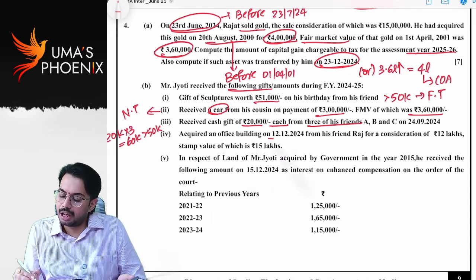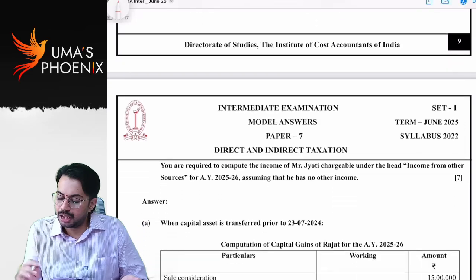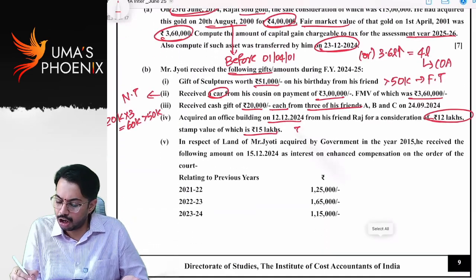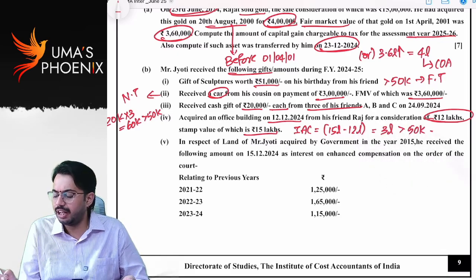Acquired office building on 12th December from his friend Raj for a consideration of 12 lakhs. Stamp duty value 15 lakhs. Stamp duty value minus actual consideration. How much is inadequate consideration? 15 lakh minus 12 lakhs. Inadequate consideration is 3 lakhs greater than 50,000. So 3 lakhs is taxable. Correct.